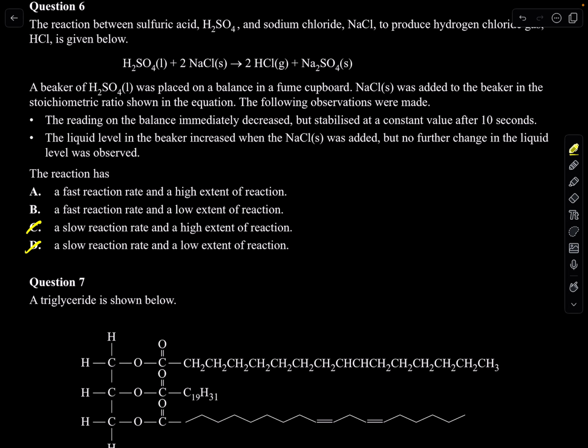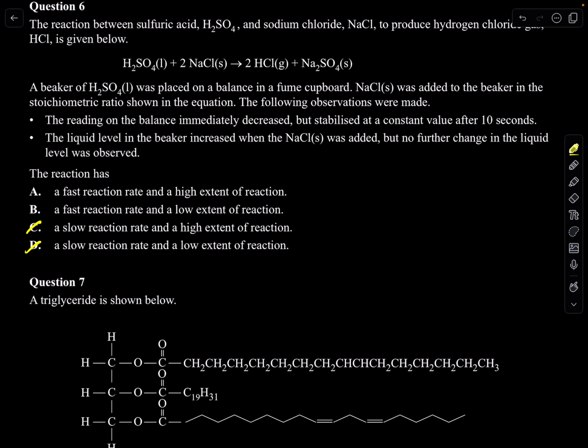The extent of reaction defines how much of those reactants form products. If they mostly became products, that is a high extent of reaction. If it's the opposite, if we still have a lot of reactants and only a little product was formed, that's a low extent of reaction. So the extent of reaction can, in other words, be your K value. That's what really defines it. Now, looking at dot point 2, it says the liquid level in the beaker increased when NaCl was added, but no further change in the liquid level.